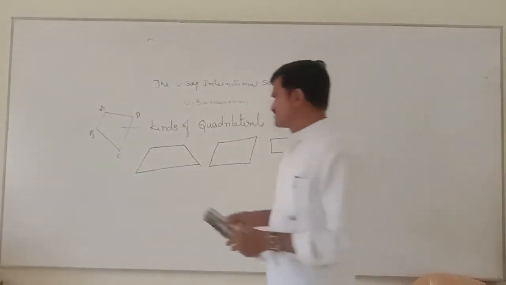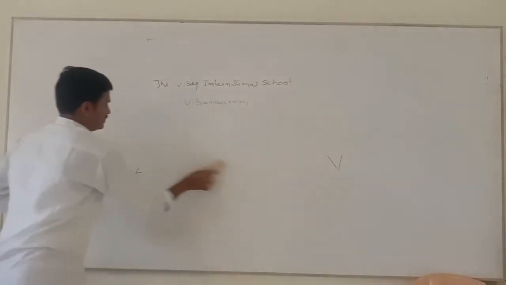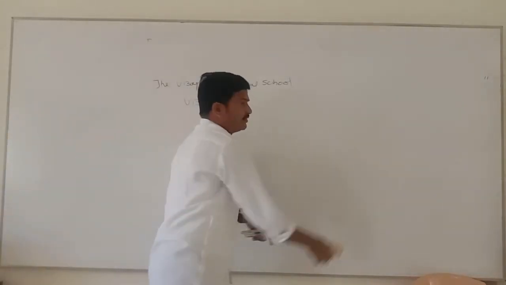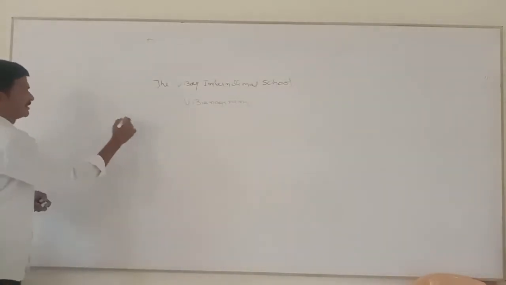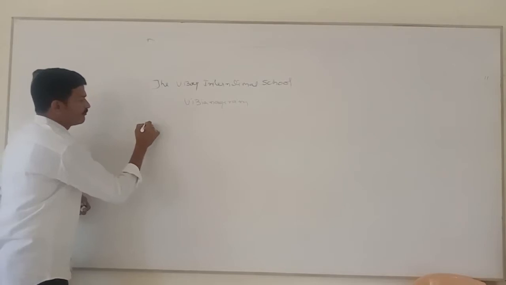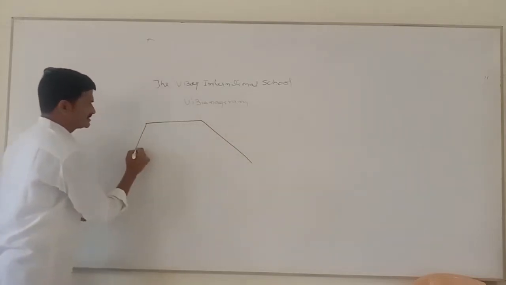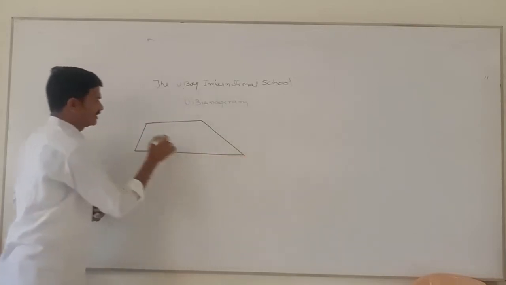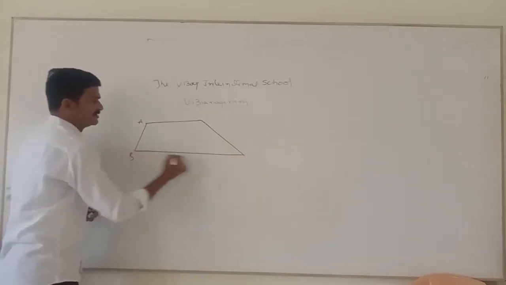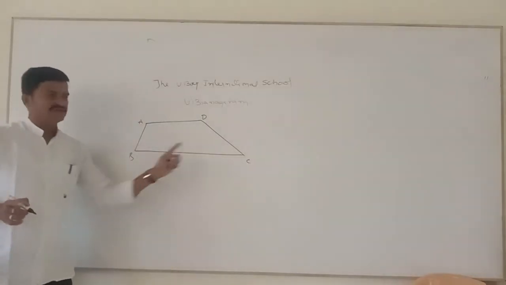Let us see. First, if you consider any quadrilateral with one pair of opposite sides parallel, one pair of opposite sides are parallel. This is the quadrilateral A, B, C, D.